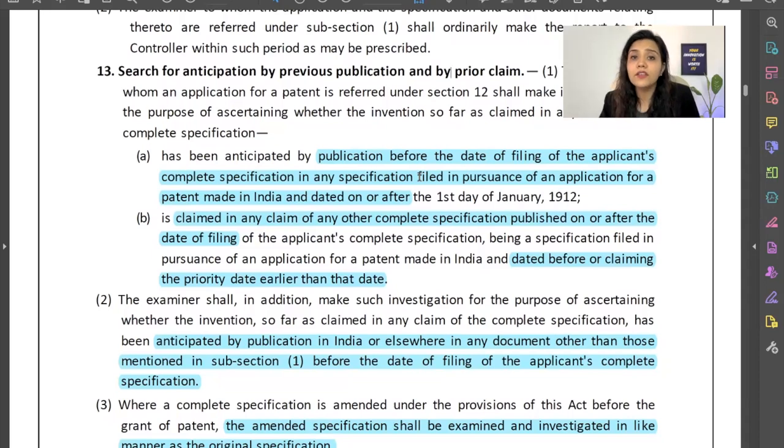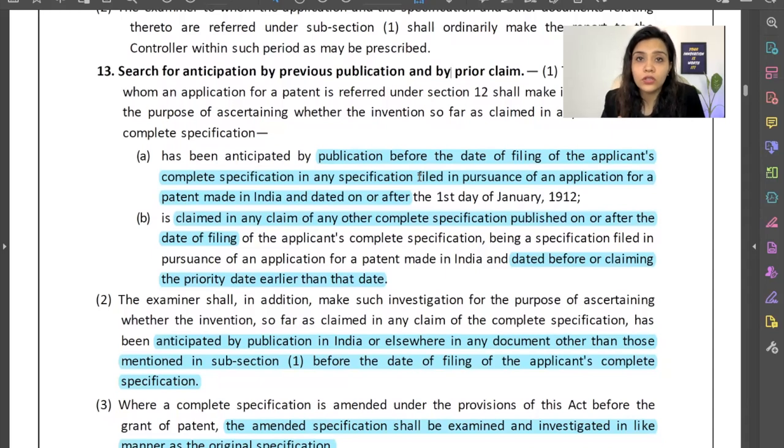Then we have clause B. This again, as I told you, is very, very important. So read this very carefully and I'll give you an example to explain this. It says: is claimed in any claim of any other complete specification published on or after the date of filing of the applicant's complete specification, being a specification filed in pursuance of an application for a patent made in India and dated before or claiming the priority date earlier than that date.